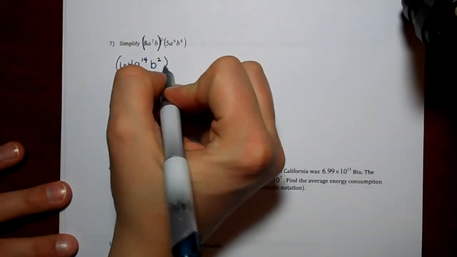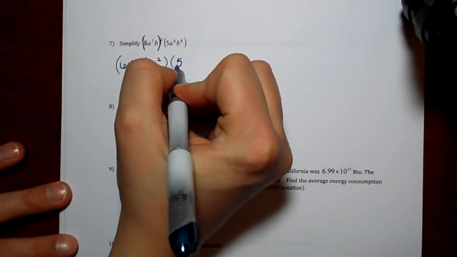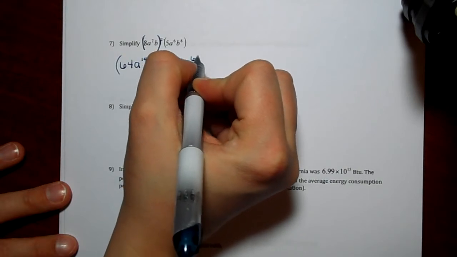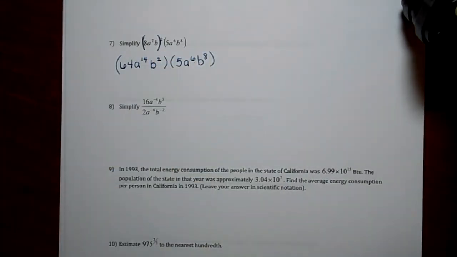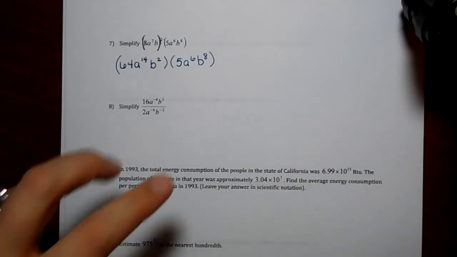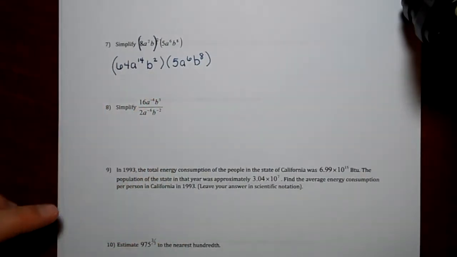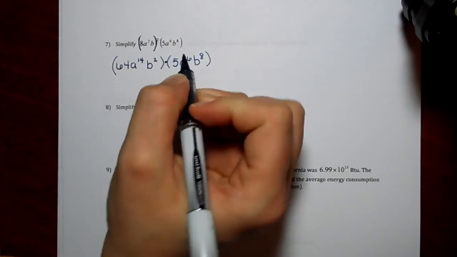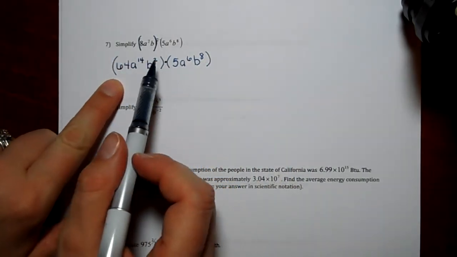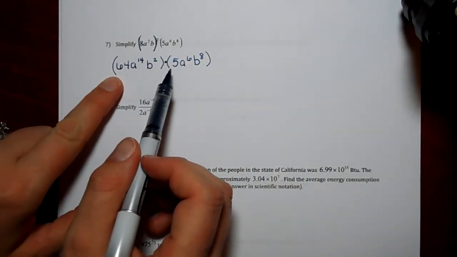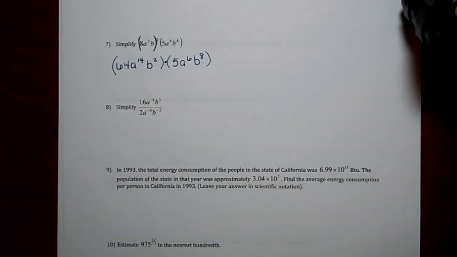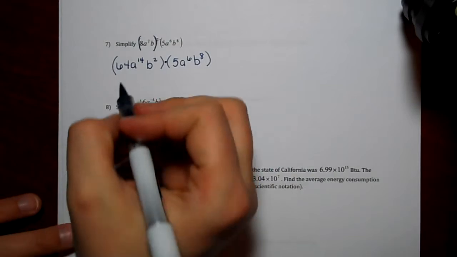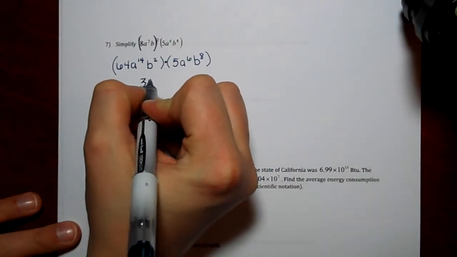And then I still have to take that and multiply it by this other set of parentheses, 5a to the 6th, b to the 8th. Okay. Now, when I'm combining things within these two parentheses, remember this is multiplication here. So when I'm dealing with the 64 and the 5, let's remember that those are just regular numbers. So I'm just going to multiply 64 times 5. And when you do that, you should come out with 320.